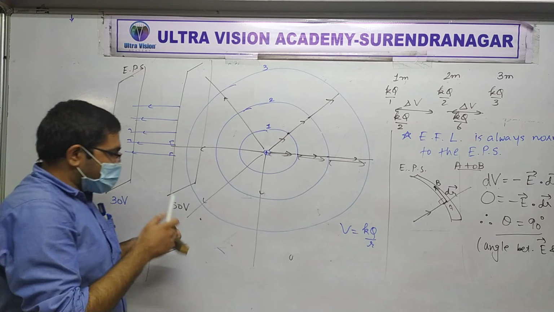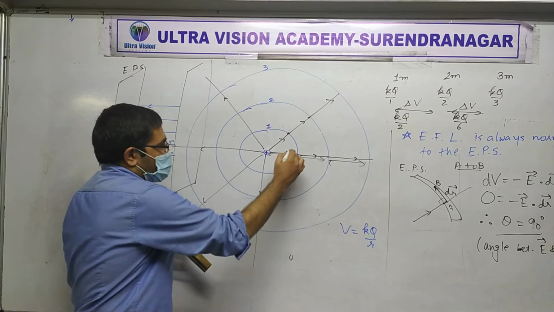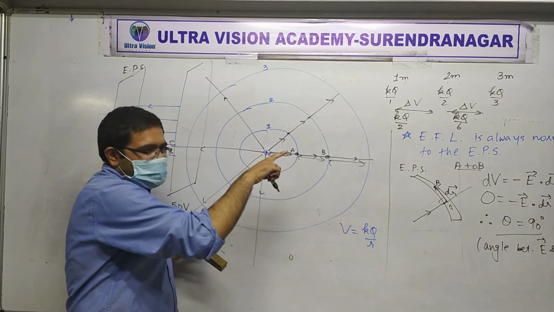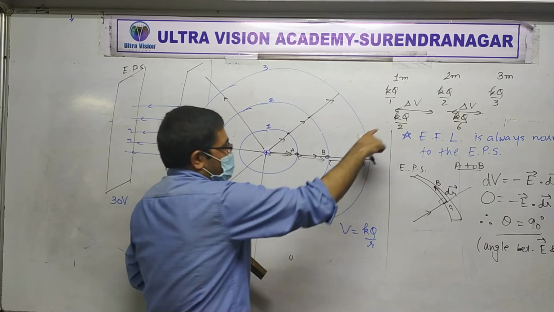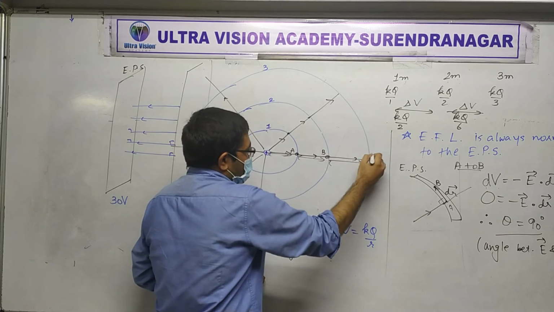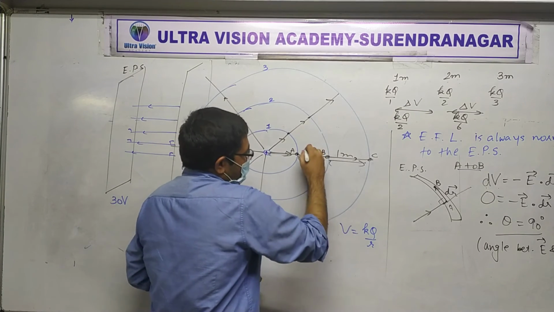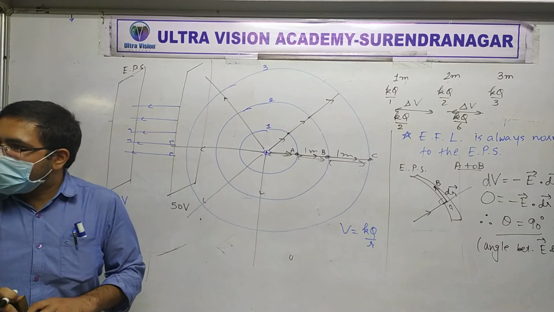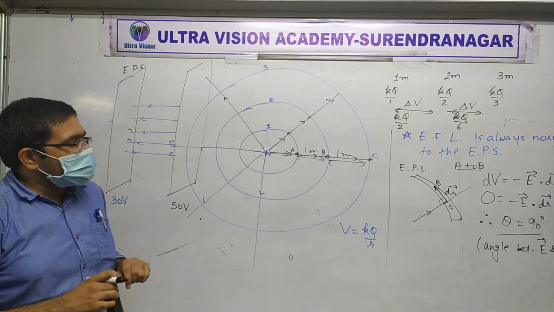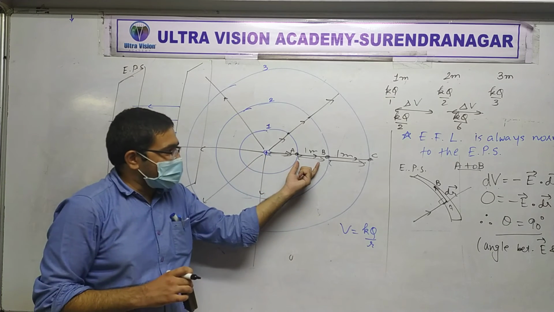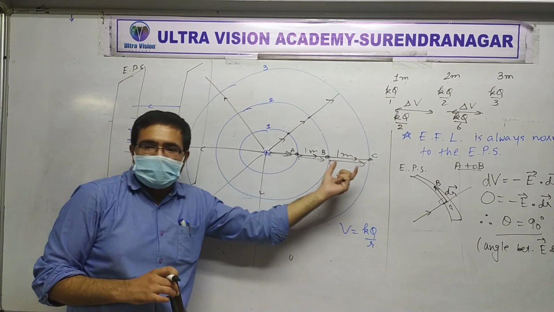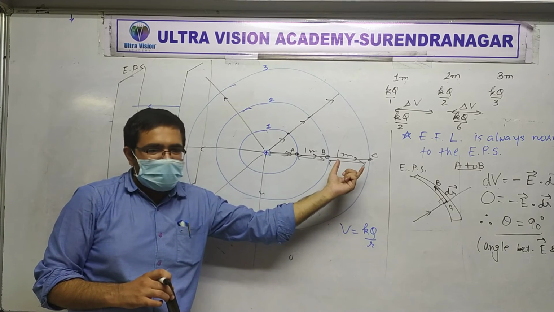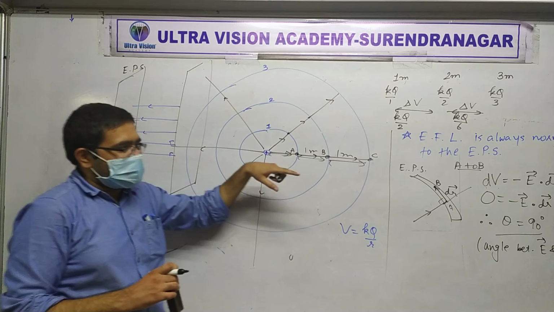That is, what we are seeing is that if you go from point A to point B, you are going 1 meter. Correct or not? There the potential changes by k q by 2. If you go from B to C, again you are going 1 meter, but the potential change is only by k q by 6. Why? It's because here the electric field is stronger, over there the electric field is weaker.